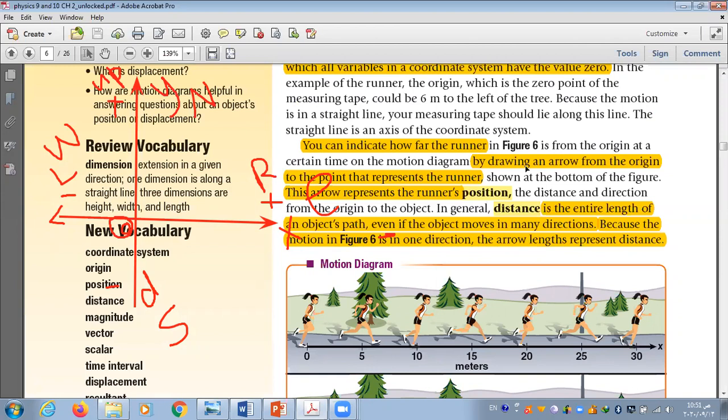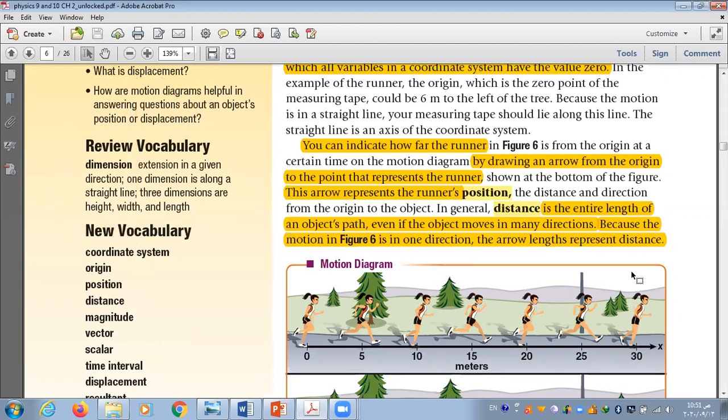In general, distance is the entire length of an object's path, even if the object moves in many directions. Because the motion in figure 6 is in one direction, the arrow lengths represent distance. Pay attention here: this is the definition of position. Position is the distance and direction from the origin to the object. What is position? The distance and the direction.